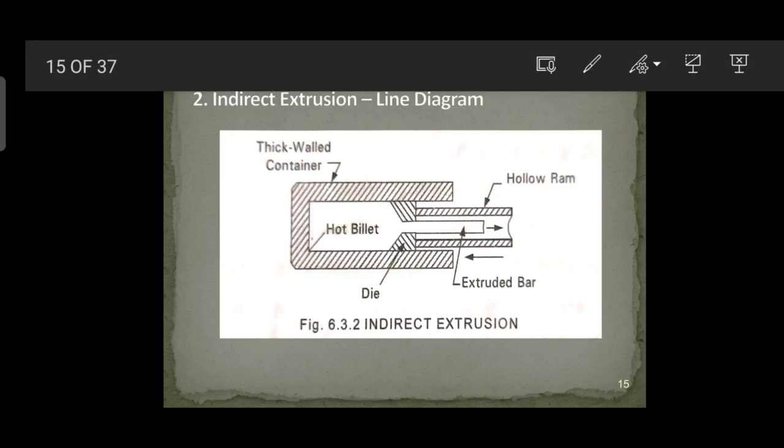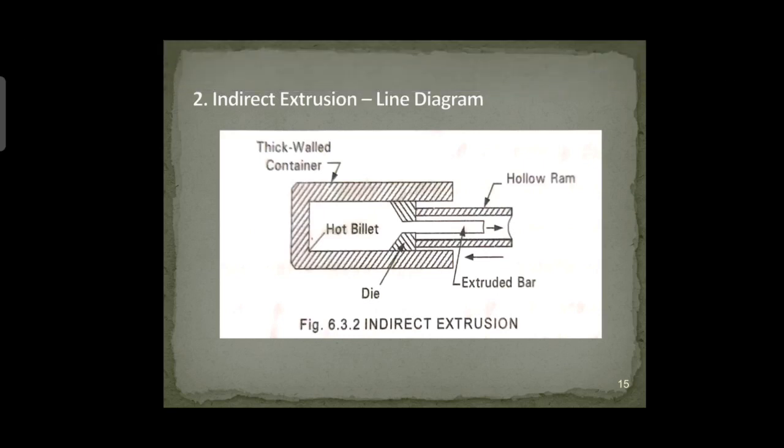And what is the change in this? See the direction of the ram. The ram used here is a hollow ram. The direction of the ram is from the right side, we are applying the pressure towards the left side. So the die is here, you can observe, that is integrated with the ram. So it means it is directly coupled or connected to the ram here, the hollow ram.